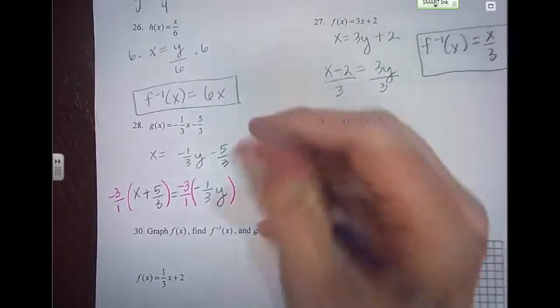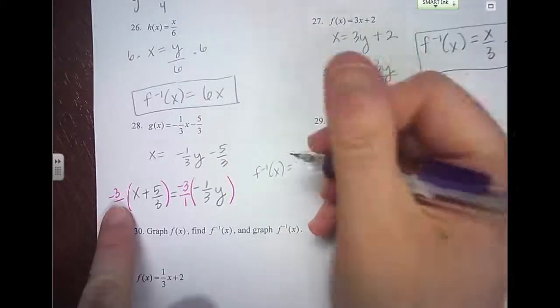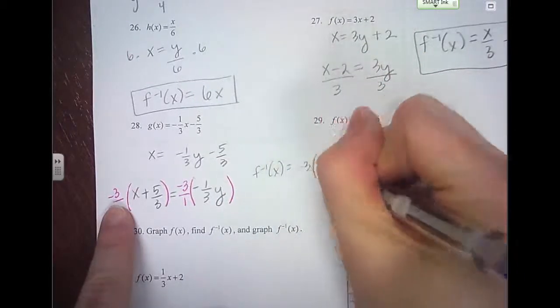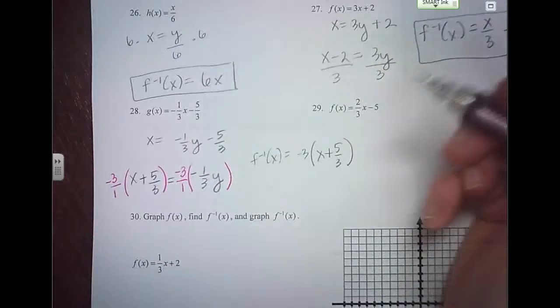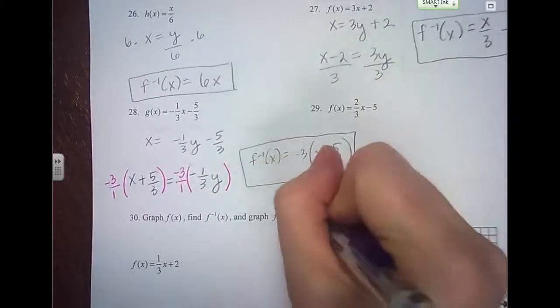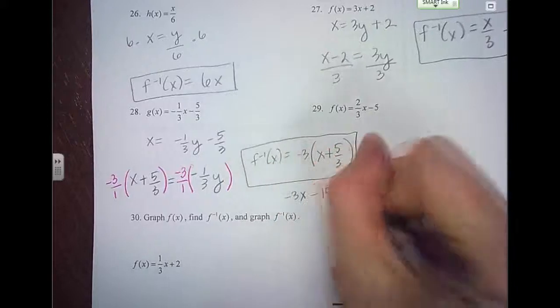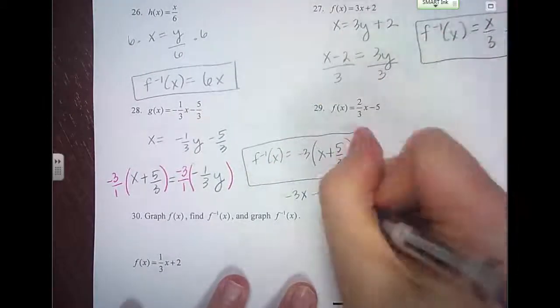So then we get f inverse of x. Remember, this is just a negative 3. So you can distribute it or you can leave it. If you leave it, it looks like this. If you were to distribute it, you would get negative 3x minus 15, oh, not 15, minus 5 because those 3's cancel.